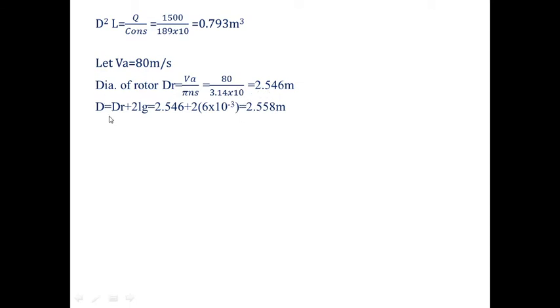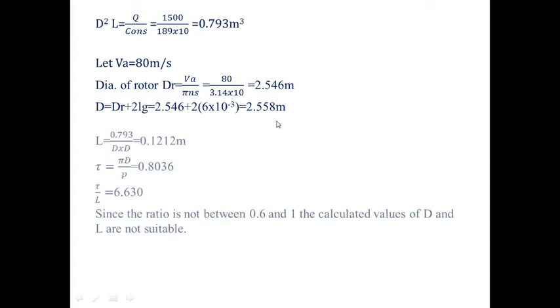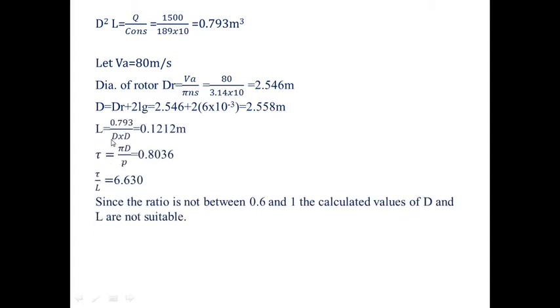So from that D value you can calculate as dr plus 2 Lg. So 2.546 plus 2 into length of air gap, which is 6 millimeter. It is given in the problem. So you will be getting stator bore diameter D as 2.558 meter. Now L you can calculate as D square L divided by D square. So 0.793 divided by D square, you will be getting 0.1212 meter.